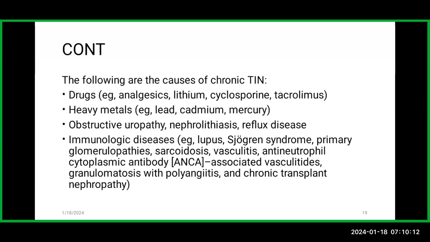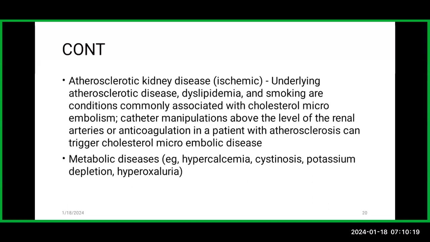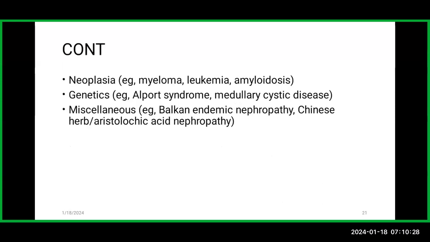And then obstructive uropathy, immunologic disease, like I said, ANCA-positive vasculitis, chronic transplant nephropathy, atherosclerotic kidney disease, like the cholesterol microembolic diseases. We have metabolic conditions like hypercalcemia, cystinosis, hyperoxaluria. Neoplasias like multiple myeloma, leukemia, and amyloidosis are all implicated. And we have genetic diseases like Alport syndrome, medullary cystic disease, and then miscellaneous like the Balkan endemic nephropathy. It's not common here, but mostly we see it in the Asian world.